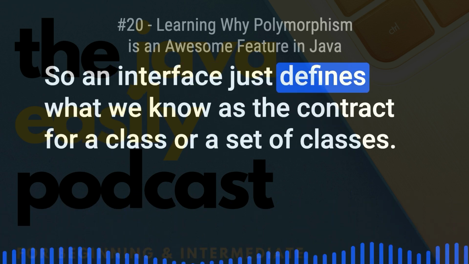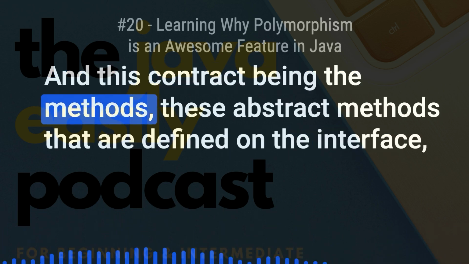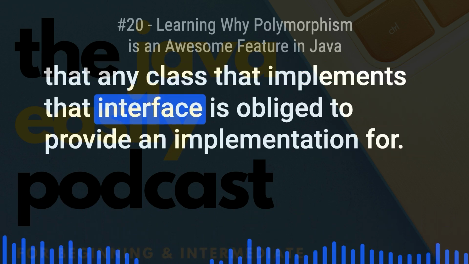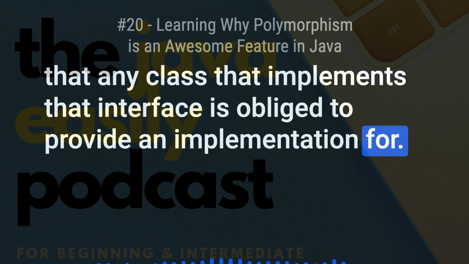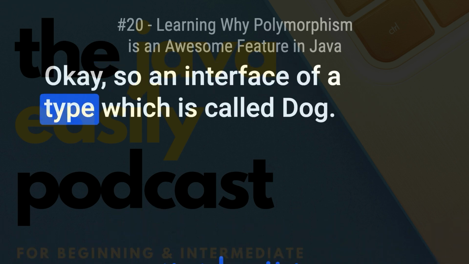So an interface just defines what we know as the contract for a class or a set of classes, and this contract being the methods, these abstract methods that are defined on the interface, that any class that implements that interface is obliged to provide an implementation for. So for example, suppose we have an interface called dog. Okay, so an interface of a type which is called dog.